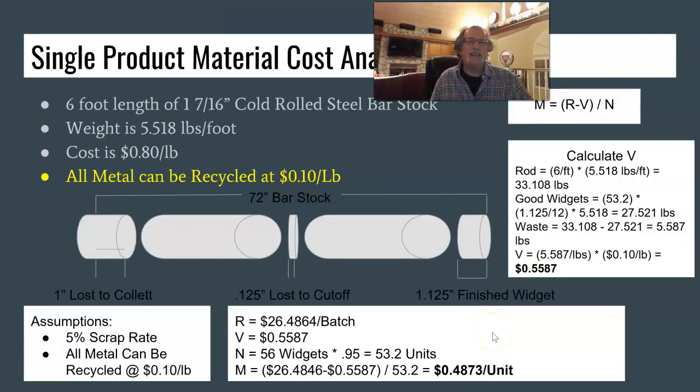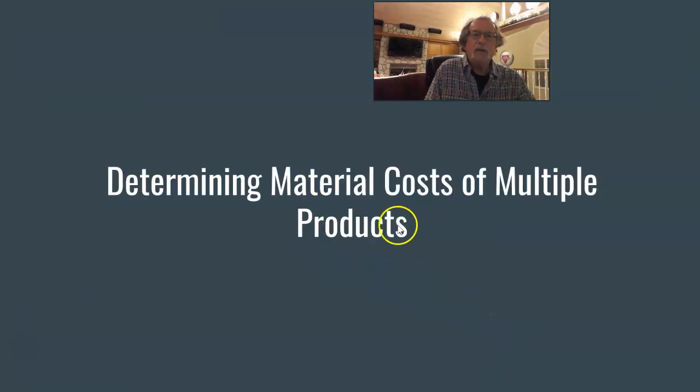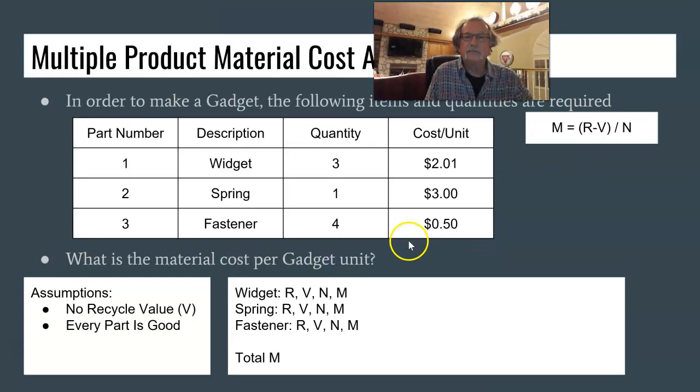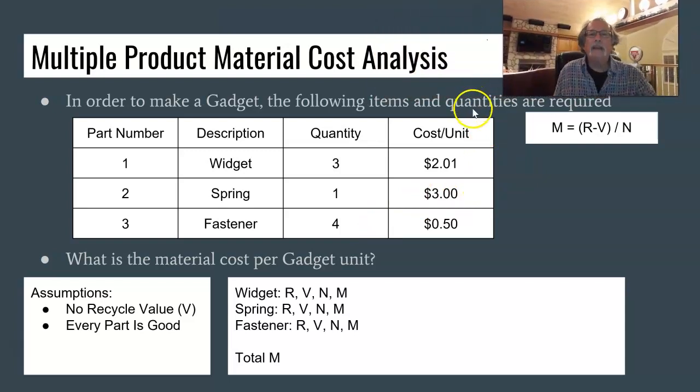So this is a single unit. Now let's say we have multiple components to a unit. So multiple products. Let's say what we want to do is make a gadget, not a widget. And in order to make a gadget, we need 3 widgets, we need 1 spring, and we need 4 fasteners. So we need 3 components to a gadget.